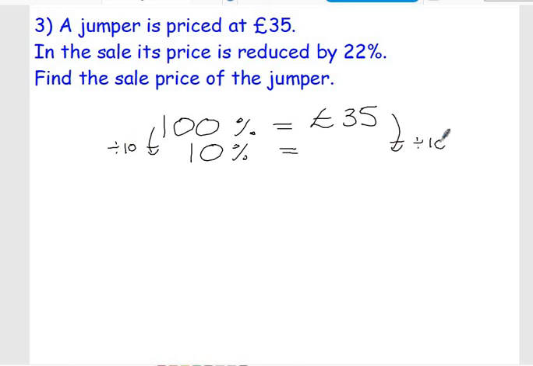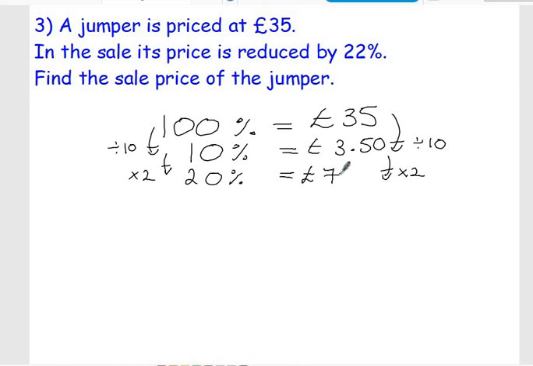35, if we divide that by 10, we're going to end up with £3.50. 20% then, we need to double that. So we're timesing it by 2, and the same on this side. So £3.50, if we times that by 2, we get £7.